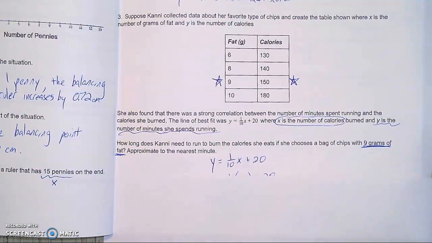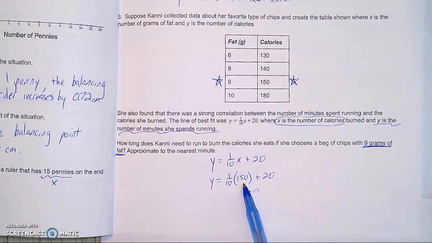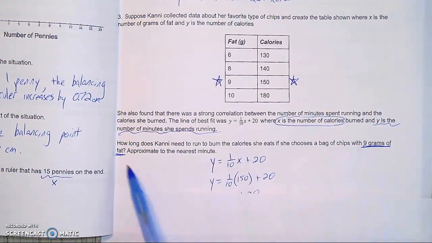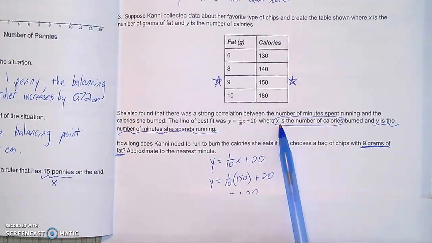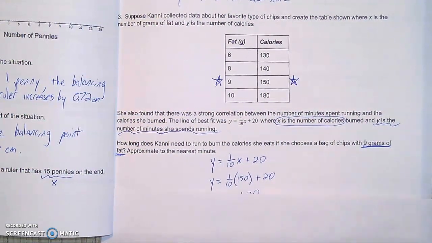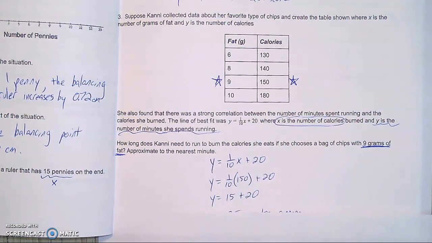So after that, it's just a matter of taking the linear equation, replacing the x value with 150. Again, that's because 9 grams of fat is worth 150 calories, and calories is the x value. And then once you put 150 in there, you can evaluate, find a final answer of 35, and that's 35 minutes of running to burn off 150 calories.